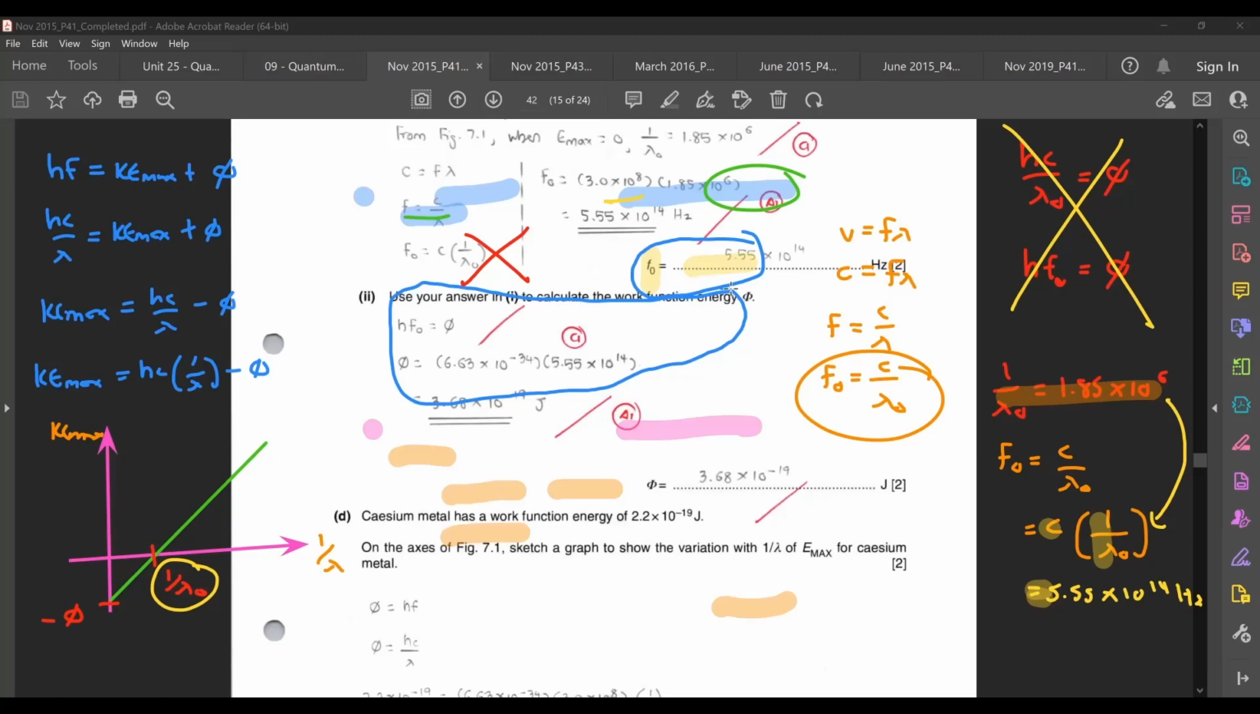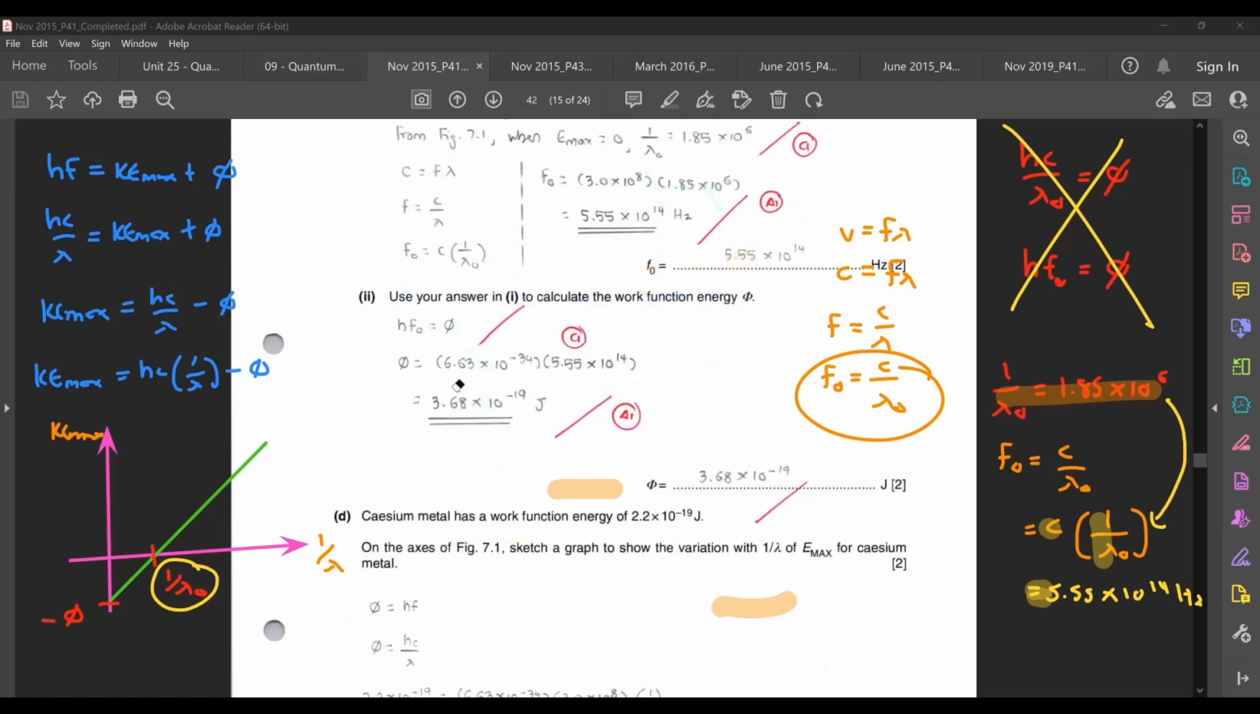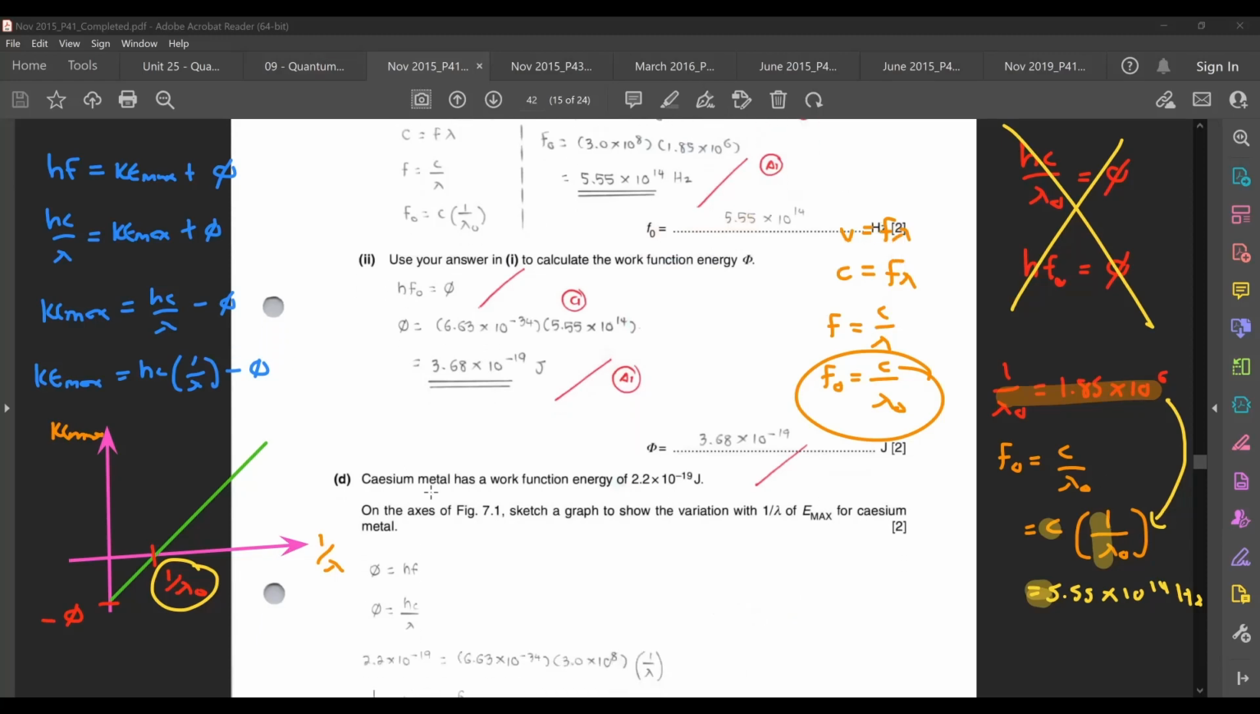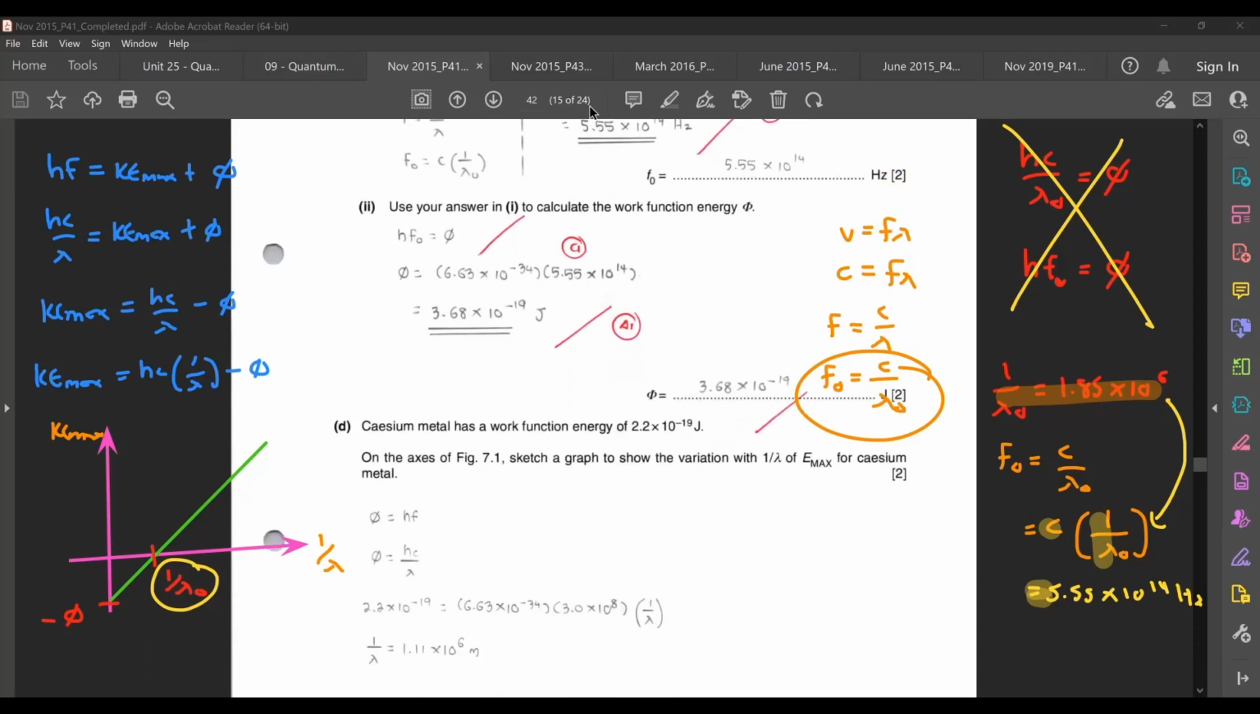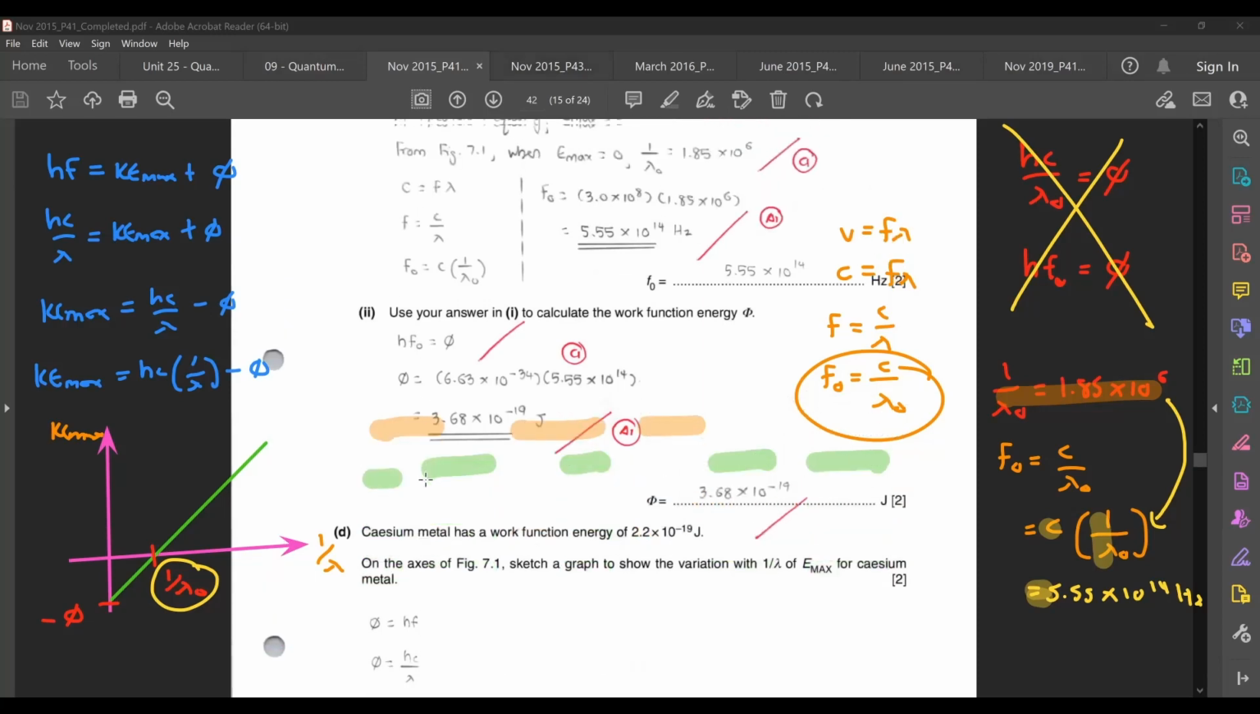For part D, just give me a moment while I erase all those unnecessary stuff. Now for part D, they told you that cesium metal has work function energy of 2.2 times 10 power minus 19 joules. On the axis of the same figure, sketch a graph to show the variation of KE max with 1 over lambda for cesium metal.